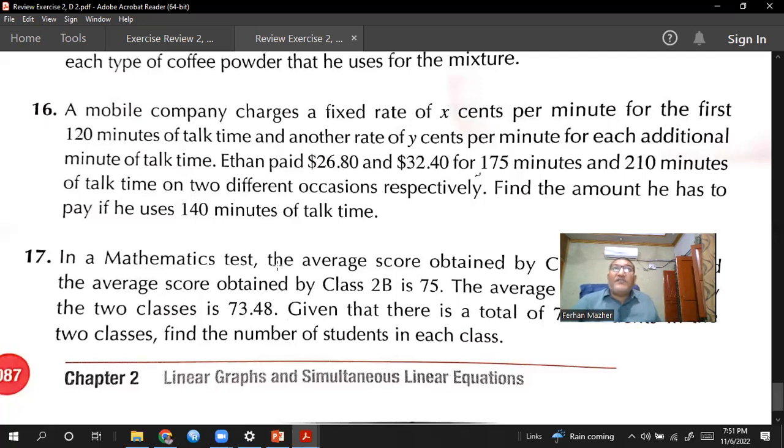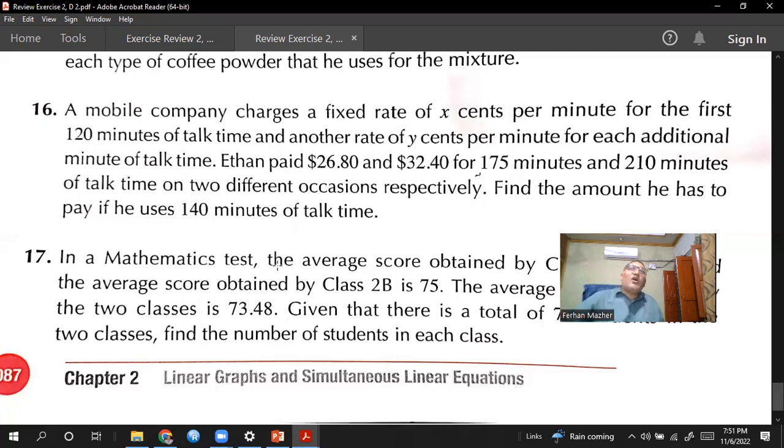And the rest of the 55 minutes, they will be charged Y cents per minute. So you will have 120X plus 55Y equals 26.80. That will be my first equation.